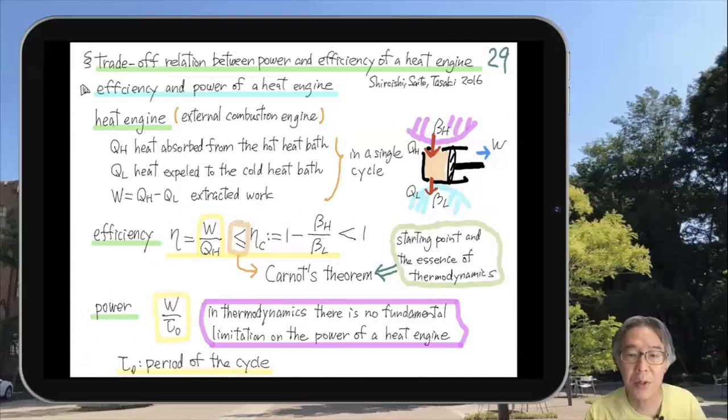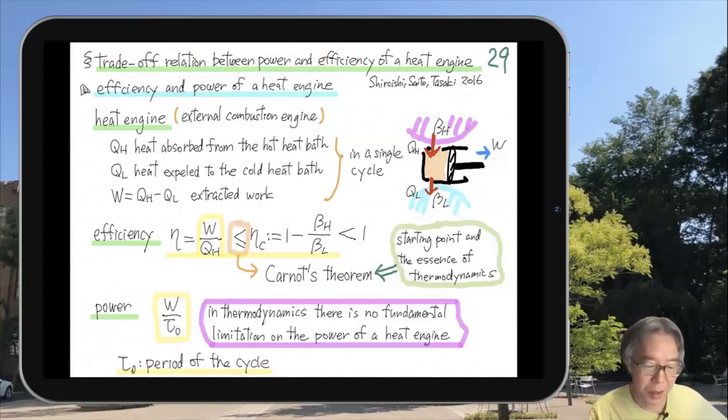Now I can discuss a more important and interesting application of the improved Shiraishi-Saito inequality, namely the trade-off relation between power and efficiency of a heat engine. This is based on our joint work back in 2016. And I said it was a recent work, but I found that it's already 7 years ago. And probably it's much older for you watching this video.